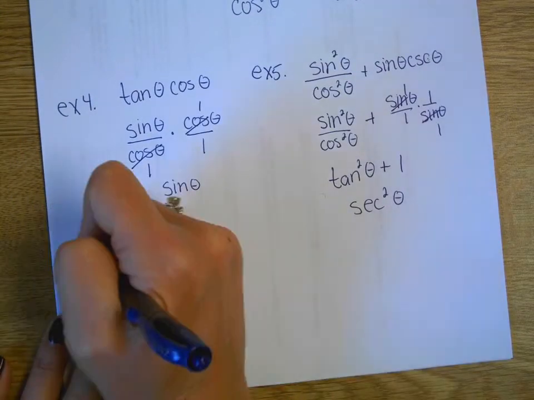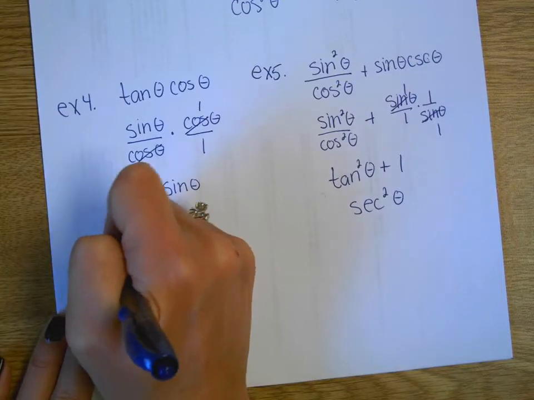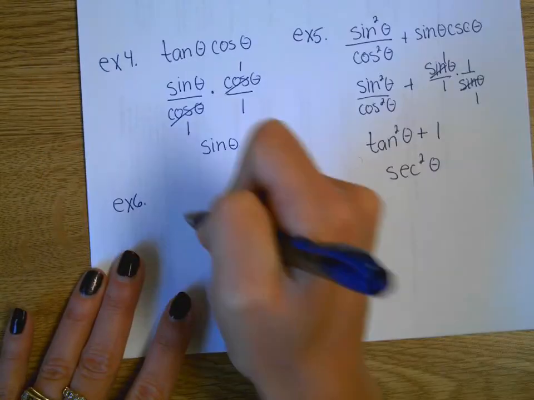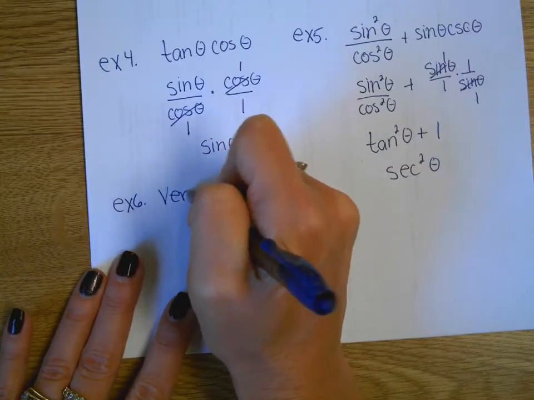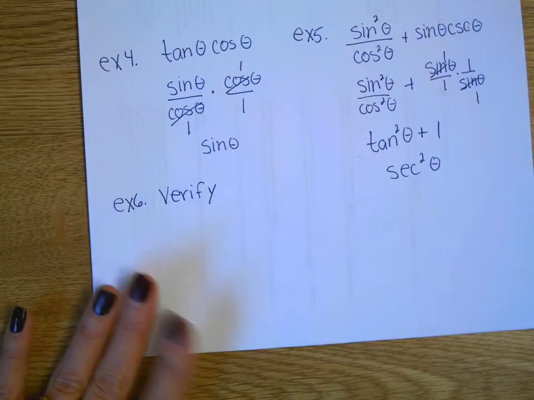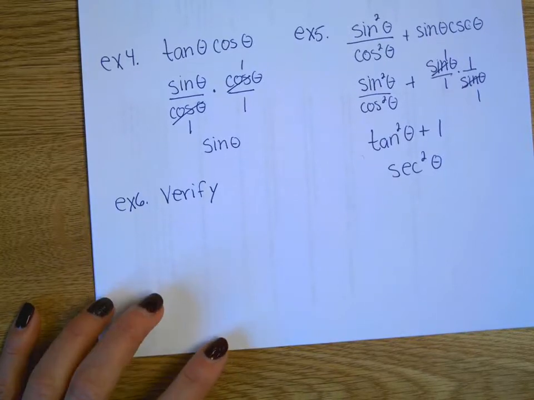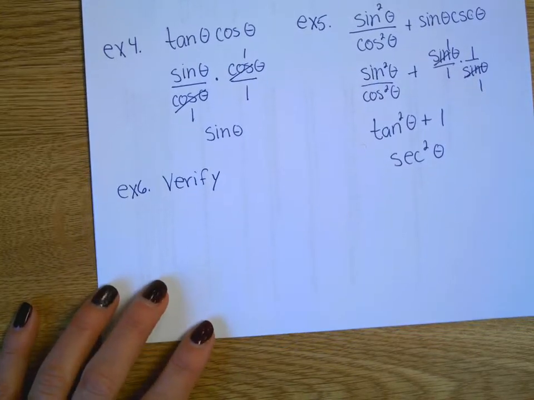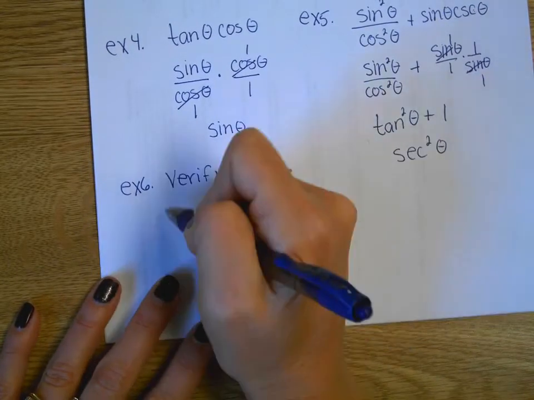All right, number 6. Let's do it like that. This one will say verify. These are actually quite nice because they give you a goal to get to. Verify, but the problem is you have to show me all the steps. You can't just take quantum leaps.